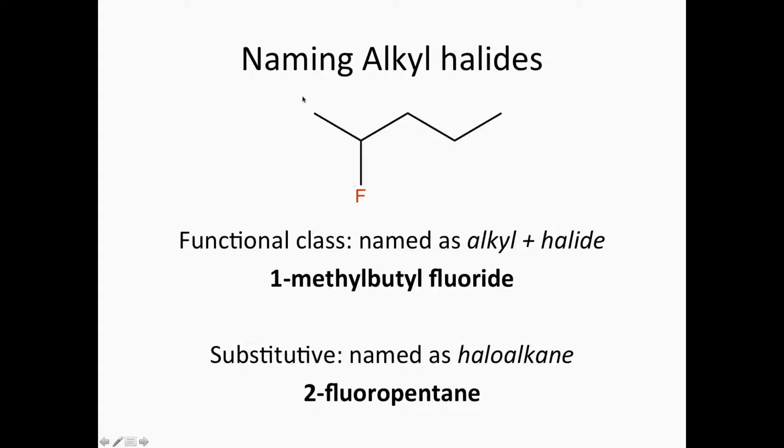Remember the rules from last week. You always number the chain from the end of the chain closest to the first substituent. So here we have only one substituent, which is the fluorine group. So we start counting from this end. If we number them, 1, 2, the locant is 2, so this is 2-fluoropentane. Same as naming any branched alkane.